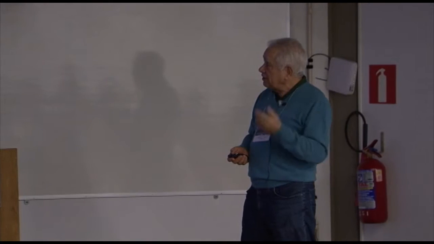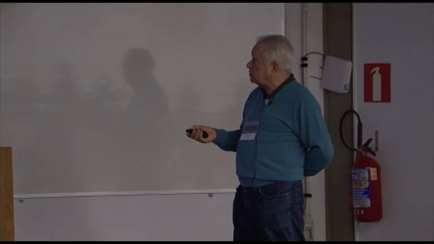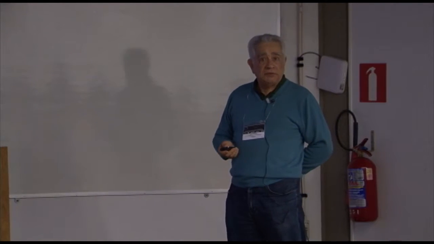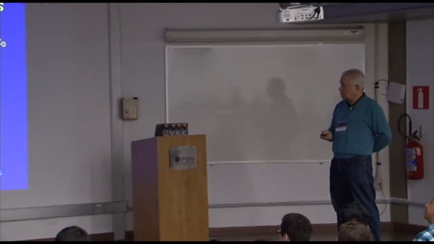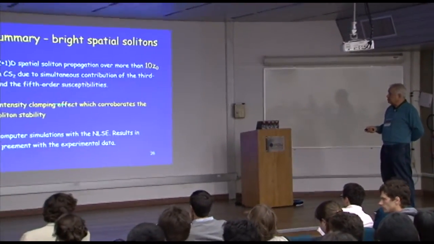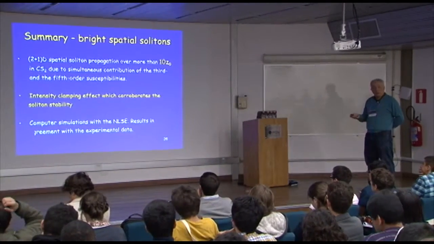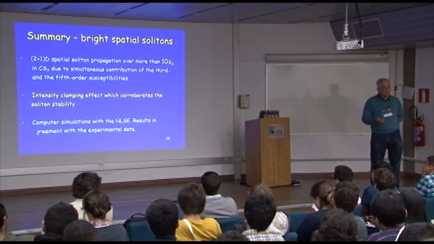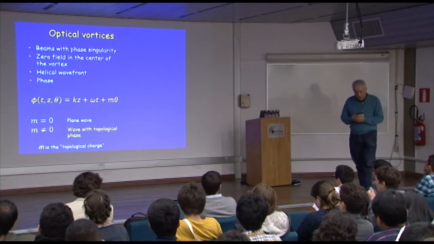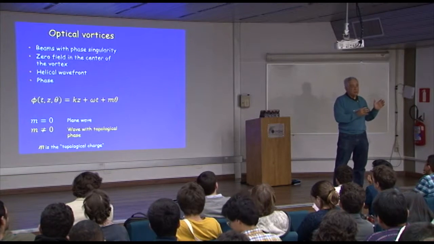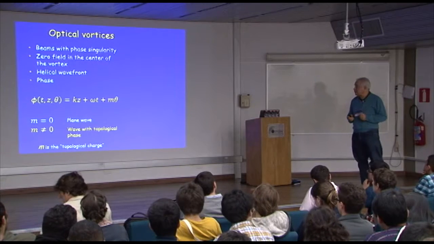So in summary, what this experiment shows is that we had a propagation for more than 10 Rayleigh lengths. That means it's stable for a long length. There was this intensity clamping that corroborates this stability. And the computer simulation was in reasonable agreement with the experiment. So that was one kind of soliton, a bright soliton. We start with a Gaussian beam, and then we could manipulate the profile.